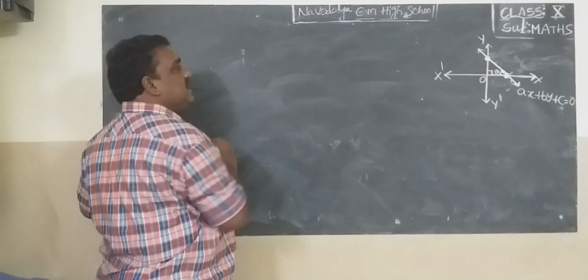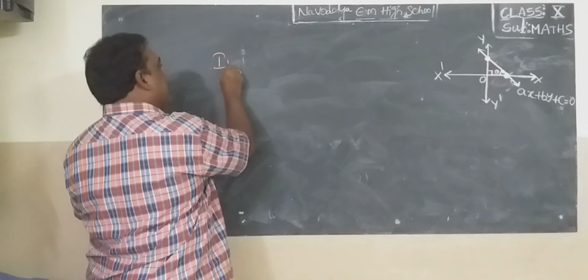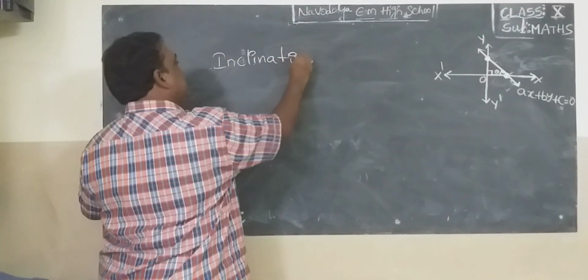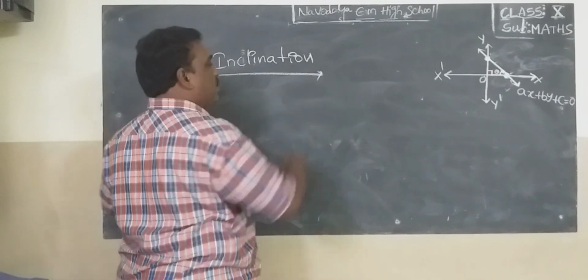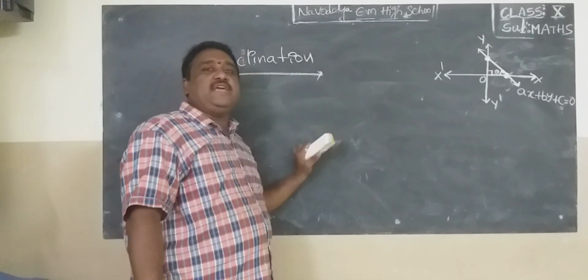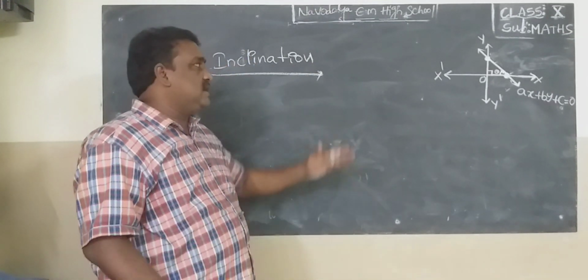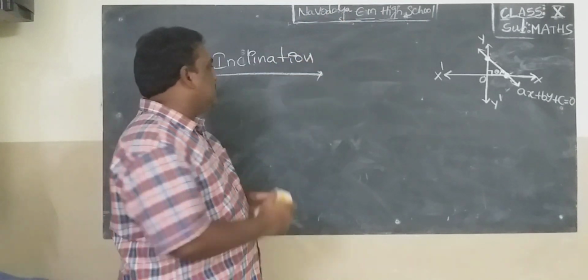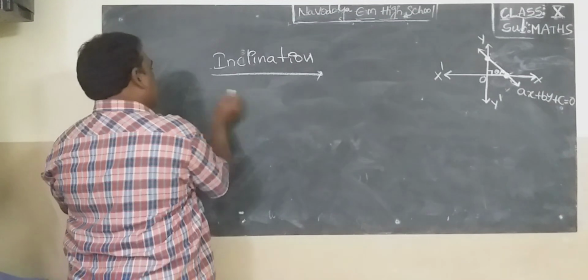So theta is known as inclination. What is theta? Inclination. Next point, inclination. What is inclination? Inclination is nothing but theta. So what is inclination? Okay?